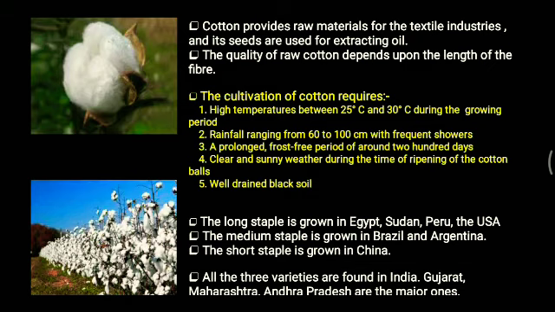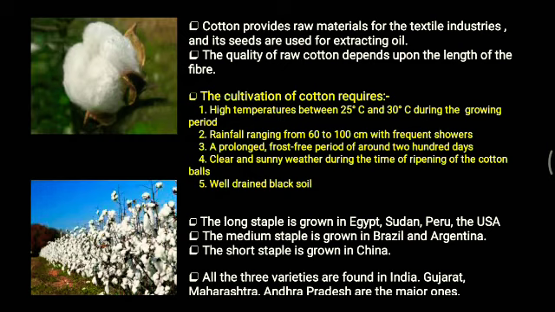Now, the long staple is grown in Egypt, Sudan, Peru, and USA. The medium staple is grown in Brazil and Argentina. And the short staple is grown in China. All three varieties are found in India. In India, Gujarat, Maharashtra, and Andhra Pradesh are the states where cotton is mostly grown.